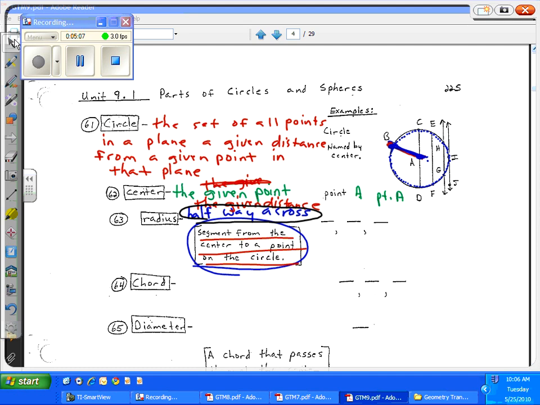We're going to name some radii. The plural of radius is radii. One radius is AB. There's another radius from A to C. And there's another radius from A to D. A radius is a segment from the center to a point on the circle. It's the given distance, or it's halfway across the circle.